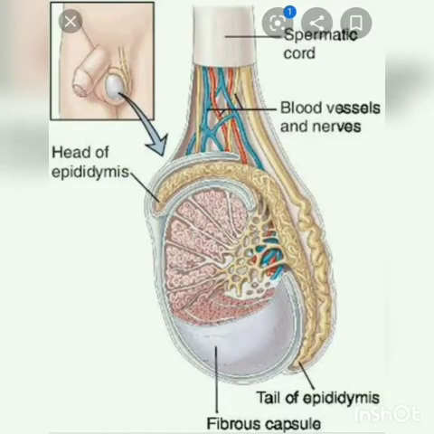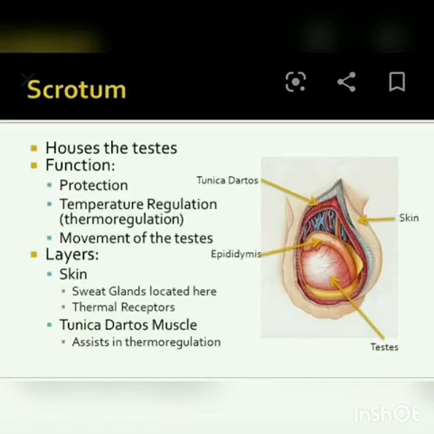genitalia. Testes are the primary male sex organs. They are paired structures lying in the scrotum. A scrotum is a sac of skin that hangs outside the abdominal cavity. Since viable sperms cannot be produced at normal body temperature, the scrotum is placed outside the abdominal cavity to provide a temperature 2 to 3 degrees lower than the normal internal body temperature. Thus, the scrotum acts as a thermoregulator.